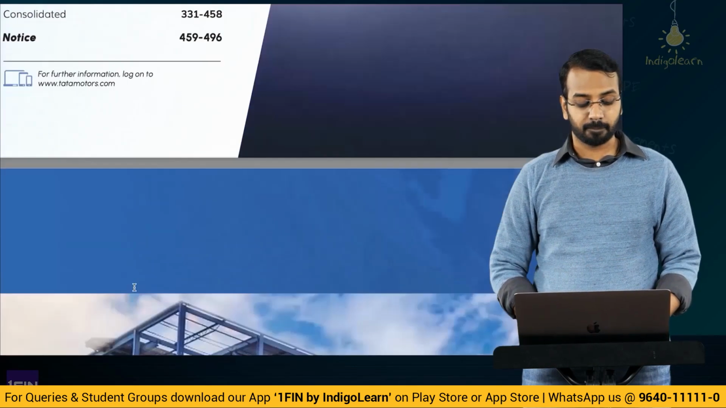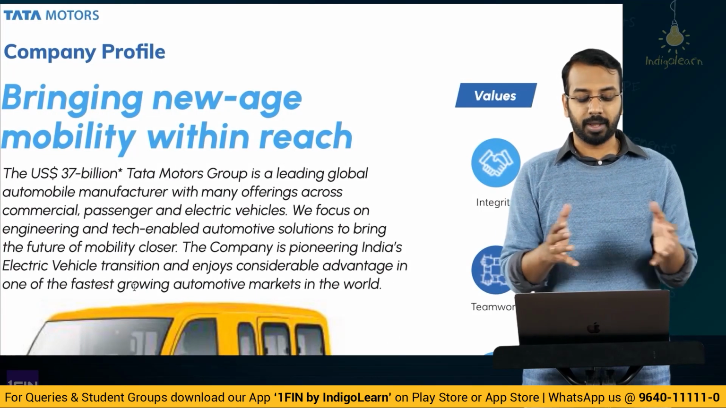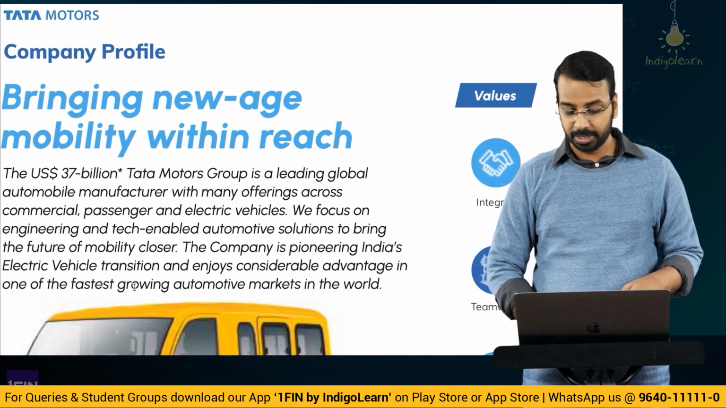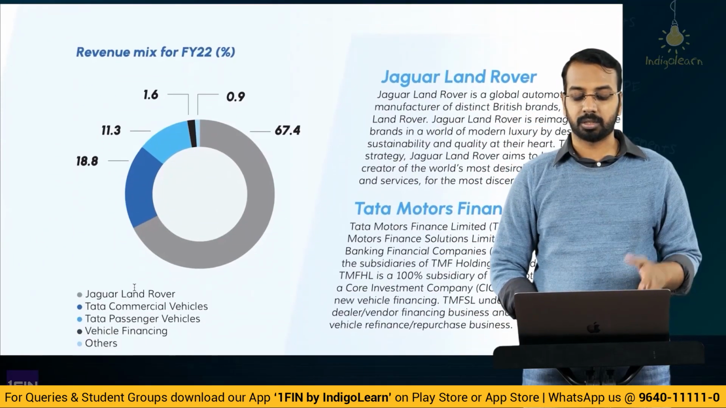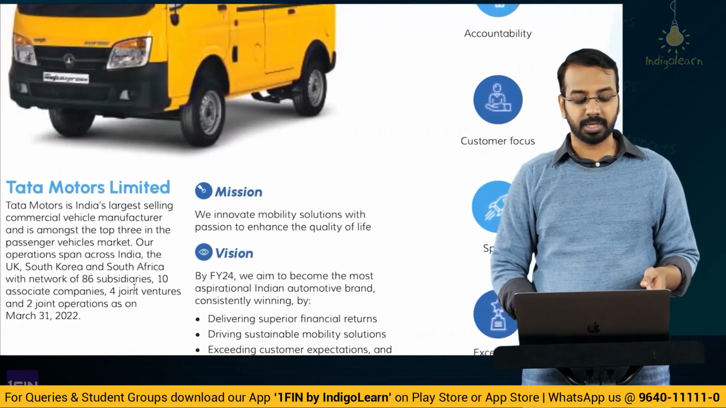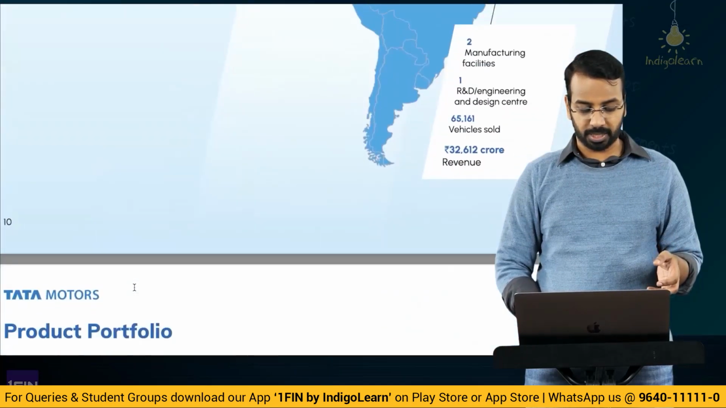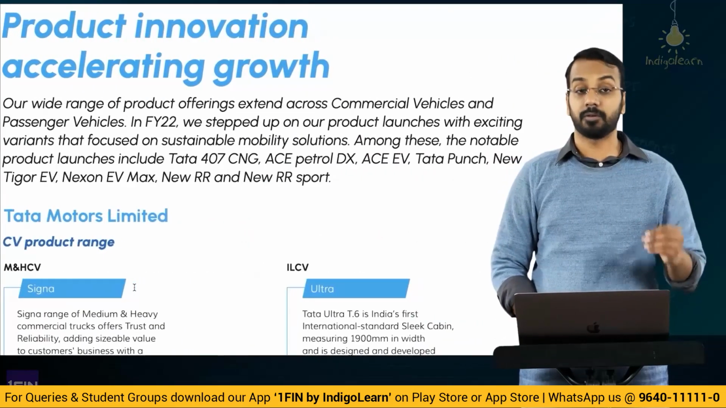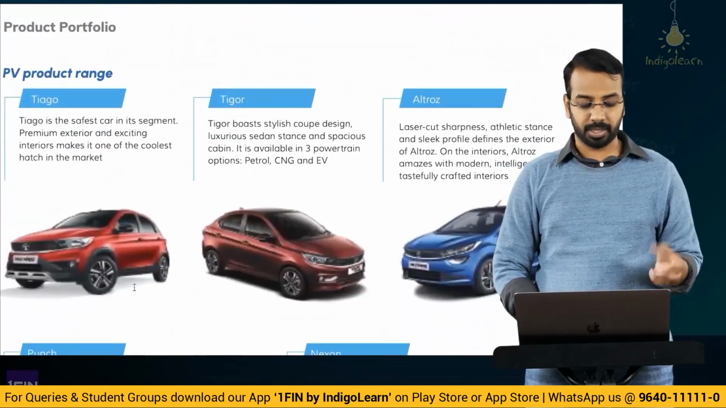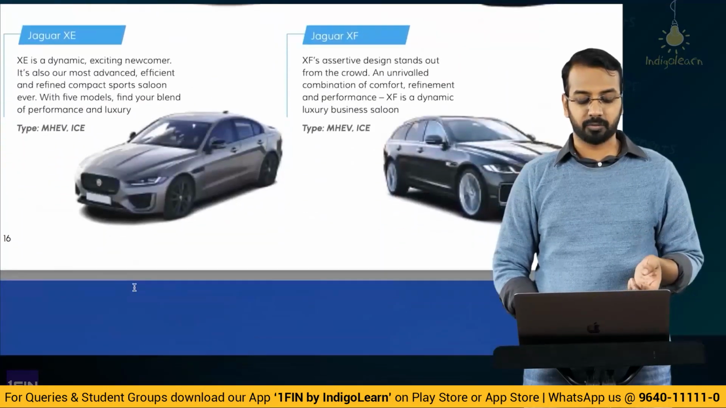Then as we move forward, you see what is the company about, what is the company profile. Okay, they basically explain the profile, their values, right, and a performance snapshot, Jaguar Land Rover, Tata Motors and all of that. They have mentioned about that. Then global presence, they speak about that. Then what are their product offerings, various kinds of products which they offer in the commercial vehicle segment and also the passenger vehicle segment, right. Then about Jaguar Land Rover.